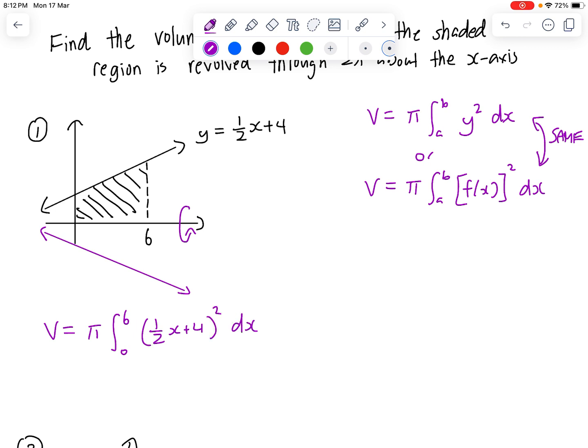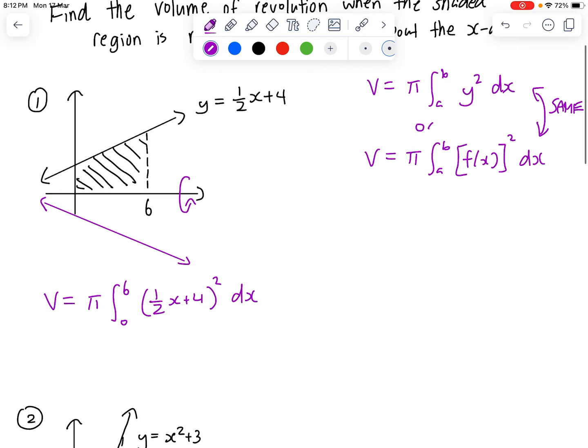So that's our formula for that. And now we're going to try solving it. When we see this kind of situation, we can expand it. So if we expand it, we get x squared over 4, plus 8x over 2 plus 16, dx. Now that it is fully expanded, we can do the integration.